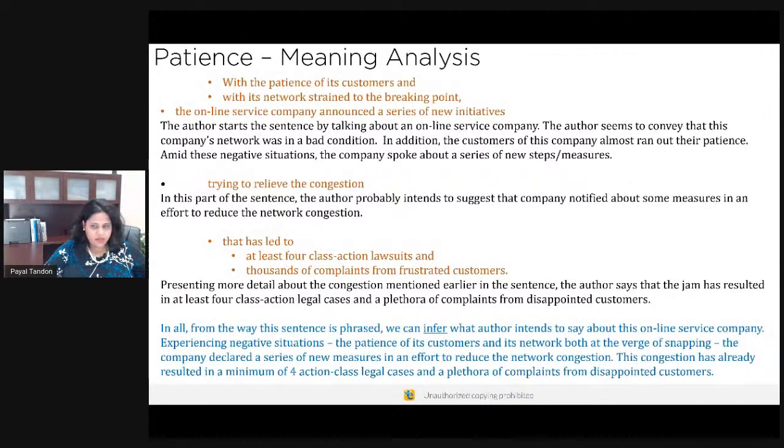All right, about a minute reading this sentence. Do all of you understand the meaning of this sentence?